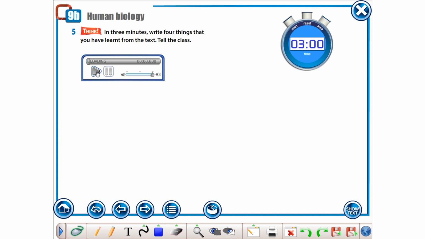In 3 minutes, write 4 things that you have learned from the text. Tell the class. Так, за 3 минуты, пожалуйста, напишите 3 вещи, которые вы узнали из текста. Какой может быть у вас ответ?